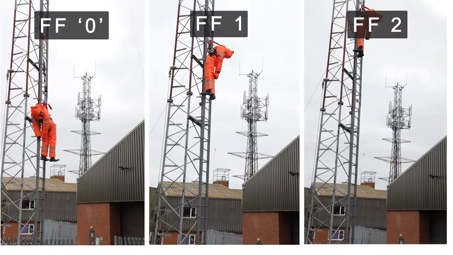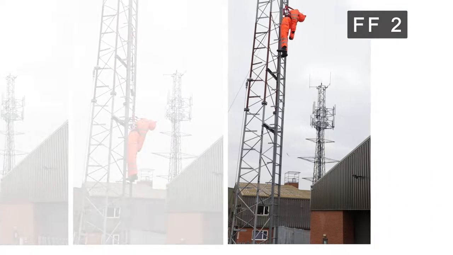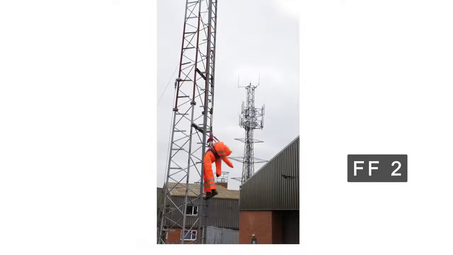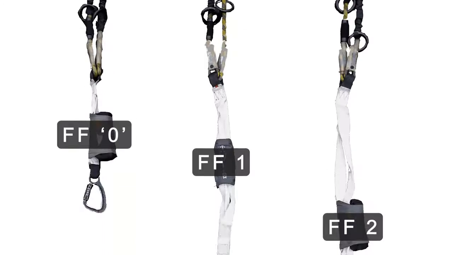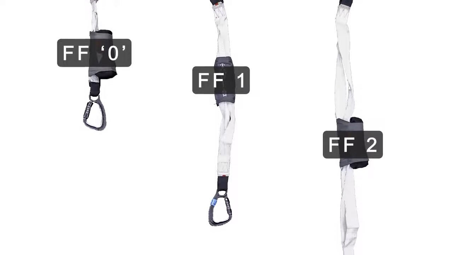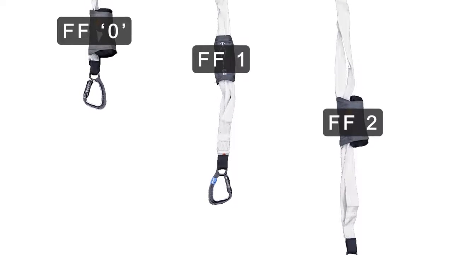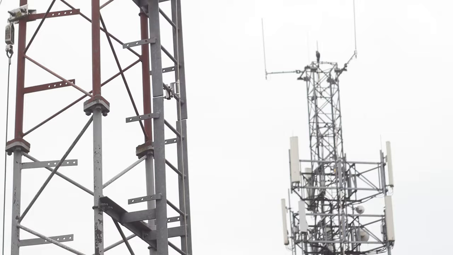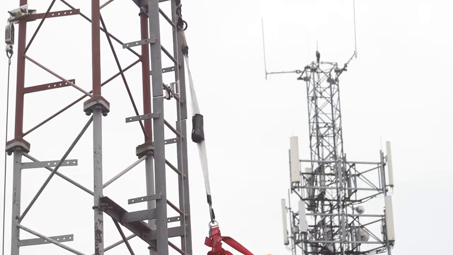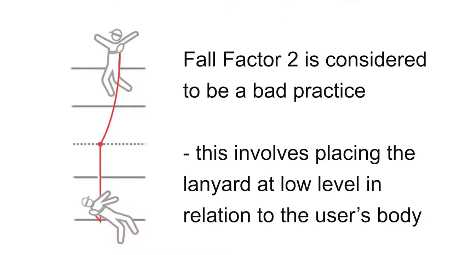This is very evident when looking at a fall factor 2 scenario. The user has now climbed a full lanyard length above the anchor point that they're using, so will be free falling twice their lanyard length as a minimum. Notice the increased shock absorber deployment required to dissipate the higher forces that have been generated in this fall. Although a fall factor 2 is sometimes necessary when climbing, in general it is seen as bad practice.